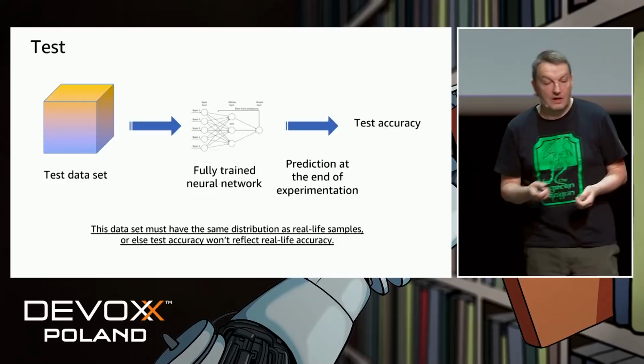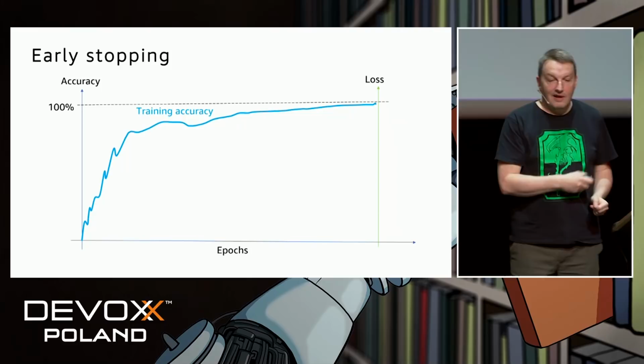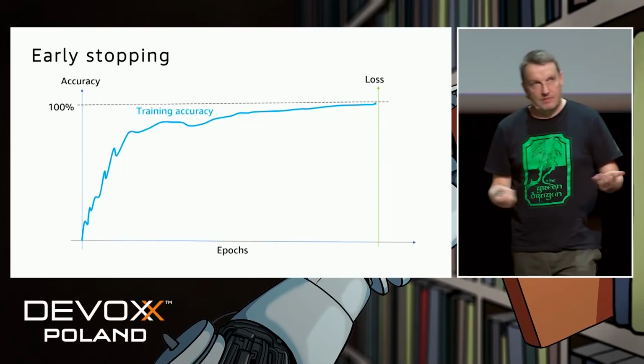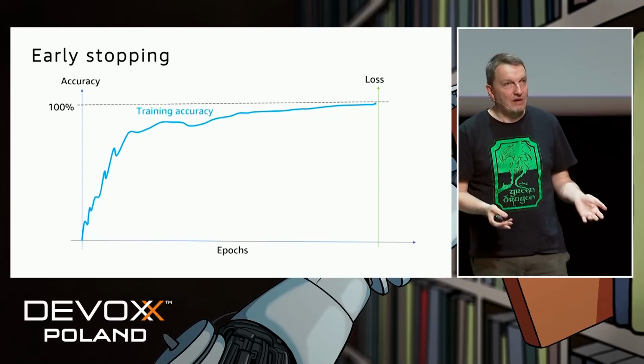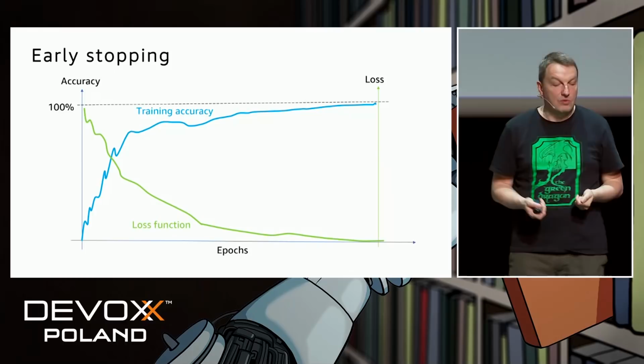So if we plot all those things, it should look like this. We should see training accuracy going up really quick, and then plateauing. And if we train long enough, we get to 100% accuracy, guaranteed. If the network is deep enough, large enough, if you train long enough, if you have enough data, you always get 100%. So the loss function, the prediction error, obviously goes down almost to zero.